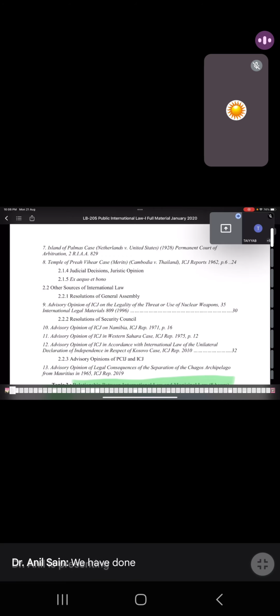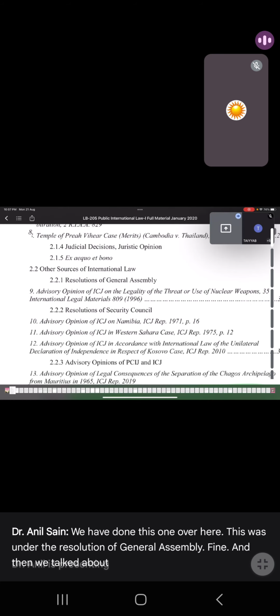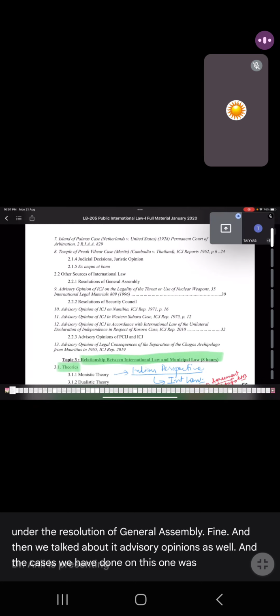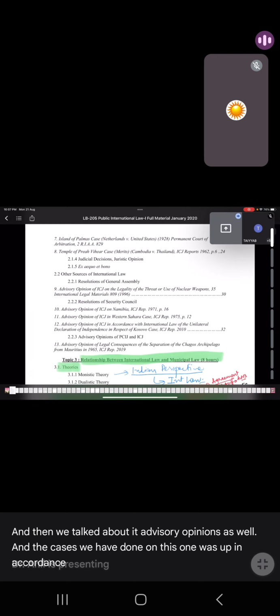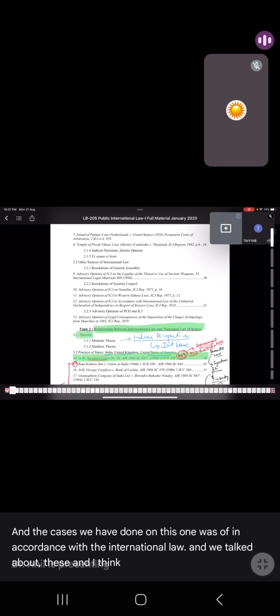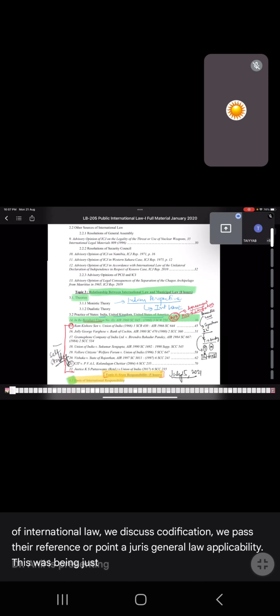We have done this one over here. This was under the resolution of General Assembly. Fine. And then we talked about advisory opinions as well. And the cases we have done on this one was in accordance with the international law. And we talked about these. And I think in this unit 2, I gave sources of international law. We discussed codification. We passed a reference, opinio juris, general law applicability. This was being discussed in this one.